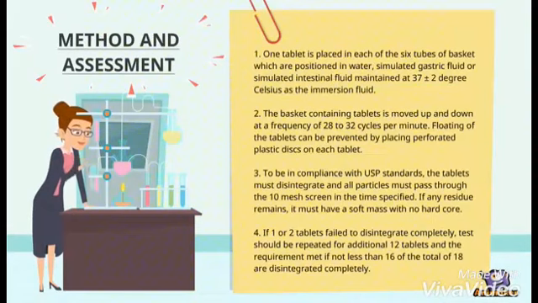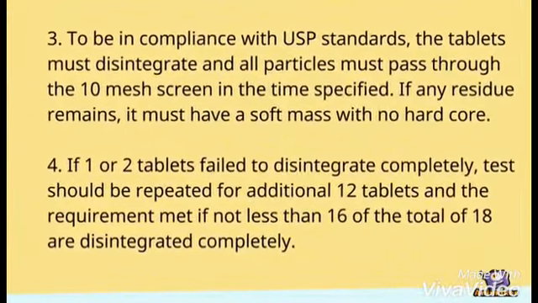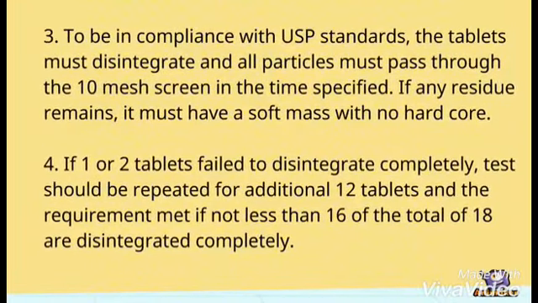One tablet is placed in each of the 6 tubes or baskets, which are positioned in water, simulated gastric fluid or simulated intestinal fluid maintained at 37 ±2 degrees Celsius as the immersion fluid. The basket containing tablets is moved up and down at a frequency of 28 to 32 cycles per minute. Floating of the tablets can be prevented by placing perforated plastic discs on each tablet. To be in compliance with USP standards, the tablets must disintegrate and all particles must pass through the 10 mesh screen in the time specified. If any residue remains, it must have a soft mass with no hard core.